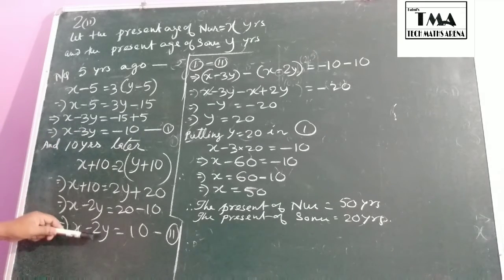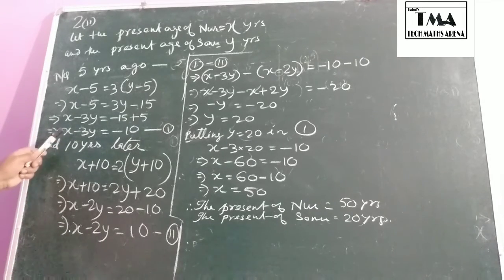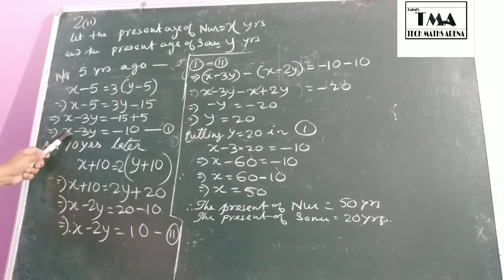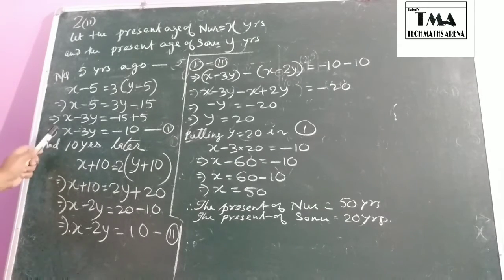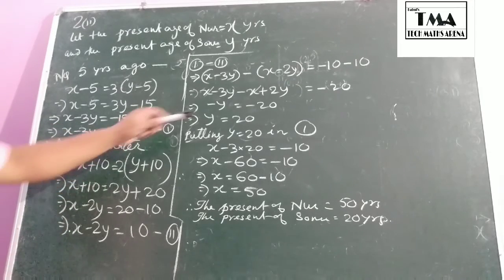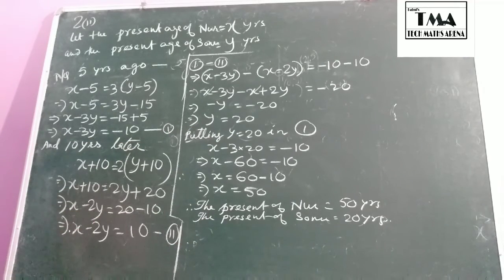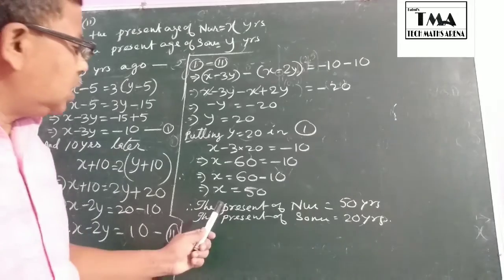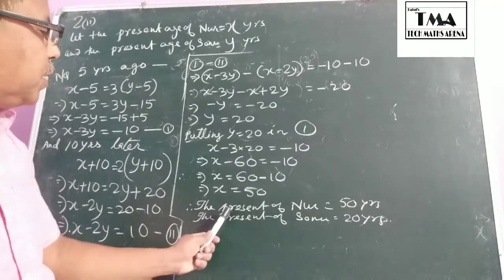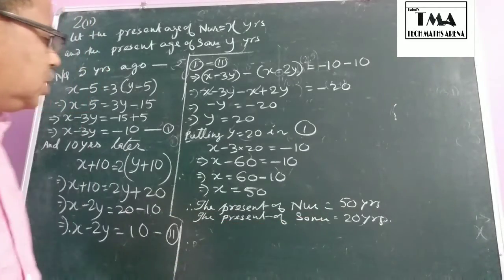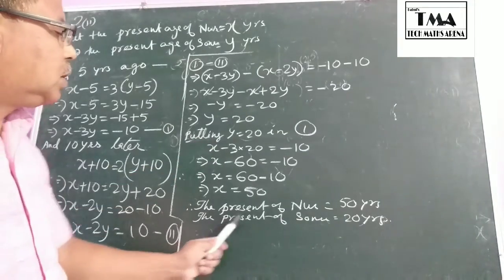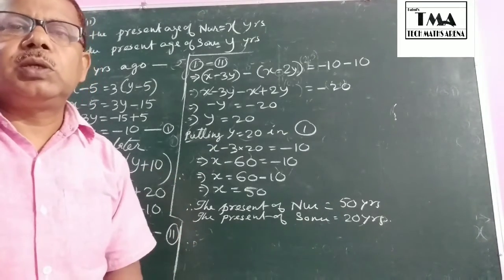And now we have to solve these two equations, and it is easy. It becomes easy to eliminate x, because this is 1x, this is also 1x. So if we subtract the second equation from the first, then x will be eliminated and we will get y. And now putting the value of y, we can get x. So we have done here. And here we have got x value 50, which means the present age of Noor is 50 years. And y is 20, the present age of Sonu is 20 years.